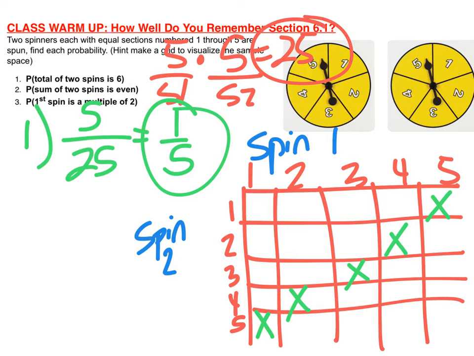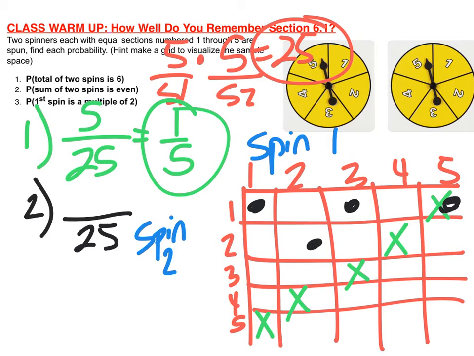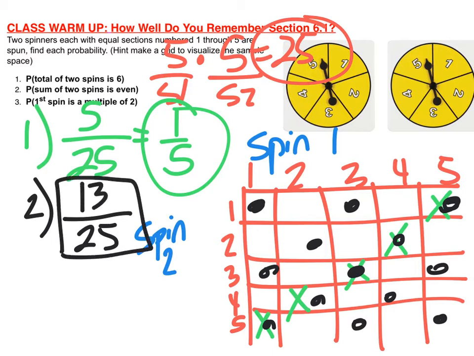Question 2 for this one, find the probability the sum of the 2 spins is even. Again, there's 25 outcomes altogether. The sum is even, so I'm just going to look at that. 1 plus 1 is 2, that would be even. 1 and 2 is 3, that's odd. 1 and 3 is 4, that's even. I'm going to go through and I'm going to mark all the even scenarios. And notice after I've done that, I'm using these black dots, it looks like there's a total of 13. So 13 out of 25 is my answer for that one.